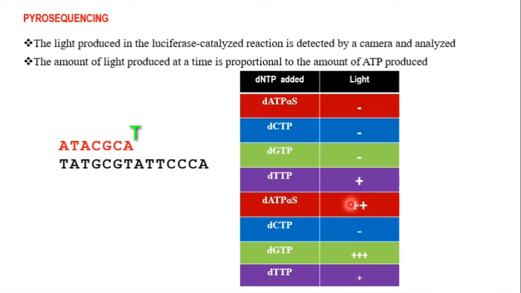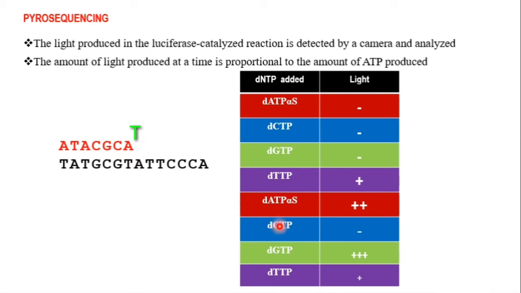So that means, as we discussed, the amount of light produced at the time is proportional to the amount of ATP produced. So here 2T is there, so its complement will be A. When we add dATP, 2 A will be added here, so that produces 2 ATP.